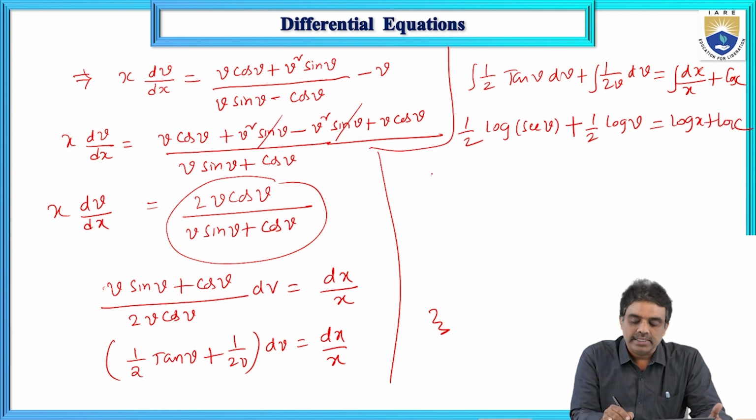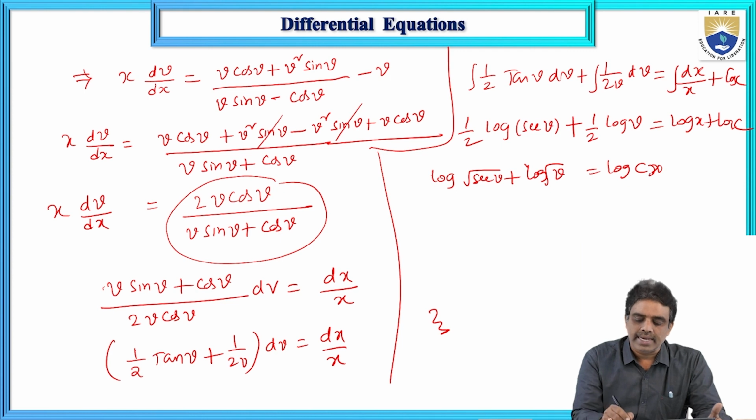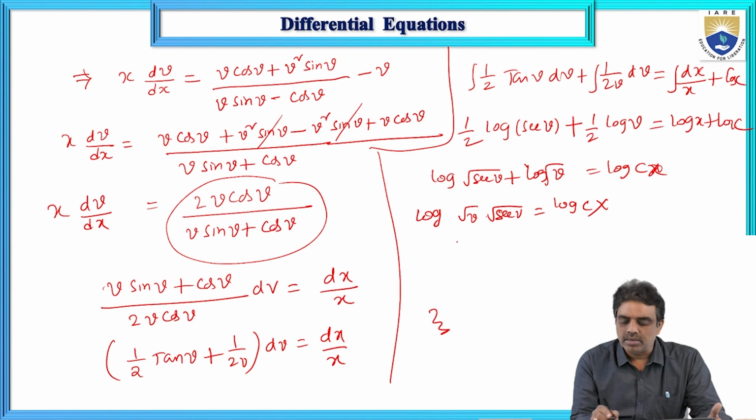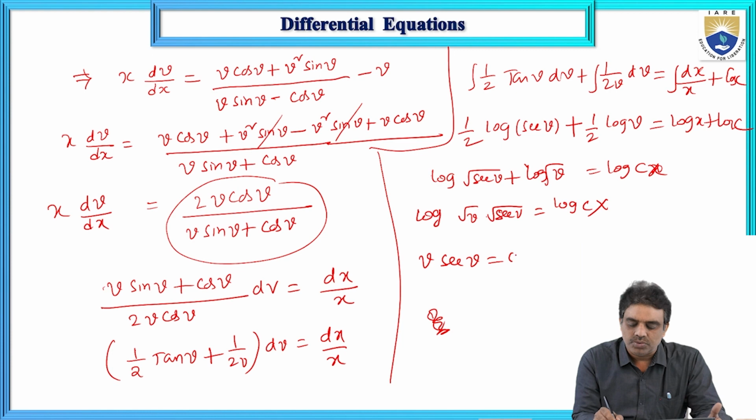Or I can write this as log root secant v, that is secant v whole power 1 by 2, plus log v power 1 by 2, log root v is equal to log cx. Or I can write it as log m plus log n notation, it is log m into n, that is root v of root secant v, this is equal to log cx. So on deleting log, you'll get v secant v is equal to c square x square.